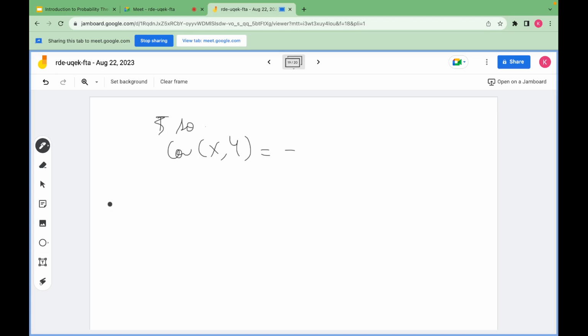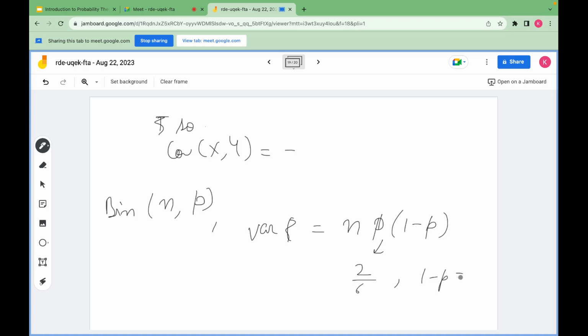For a binomial distribution with parameters n comma p, the variance is given by n into p into 1 minus p. Here p is 2 by 6, therefore 1 minus p is 4 by 6. So the covariance of x comma y from the previous equation comes out as minus n by 36.